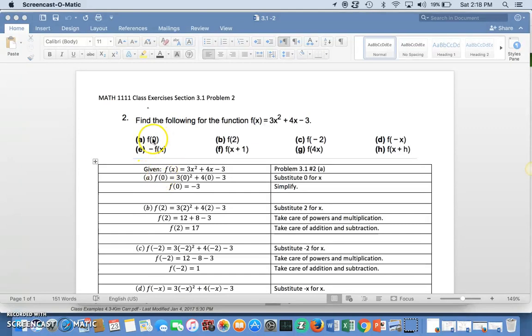For A, you want to replace the x in the function with 0 and evaluate it. Of course, with 0, everything that has an x in it disappears, so you're just left with -3.